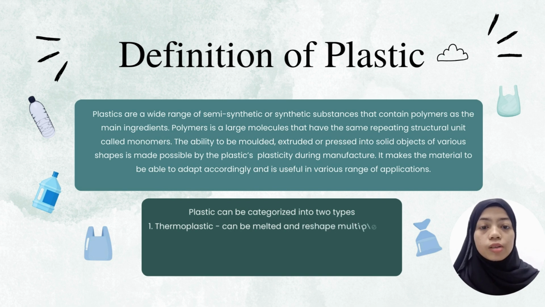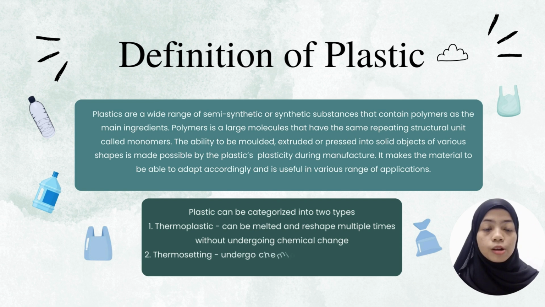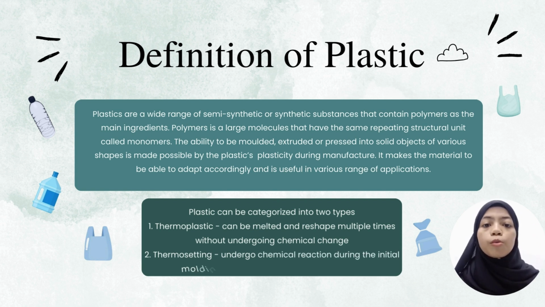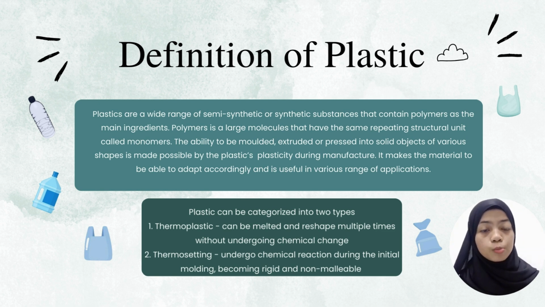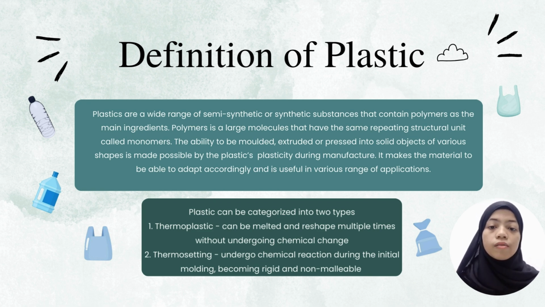Plastics are a wide range of semi-synthetic or synthetic substances that contain polymers as the main ingredients. Polymers are large molecules that have the same repeating structural unit called monomers. The ability to be molded, extruded, or pressed into solid objects of various shapes is made possible by plasticity during the manufacture, and it makes the material able to adapt accordingly and very useful in a various range of applications. There are two types of plastic, which are thermoplastic and thermoset.